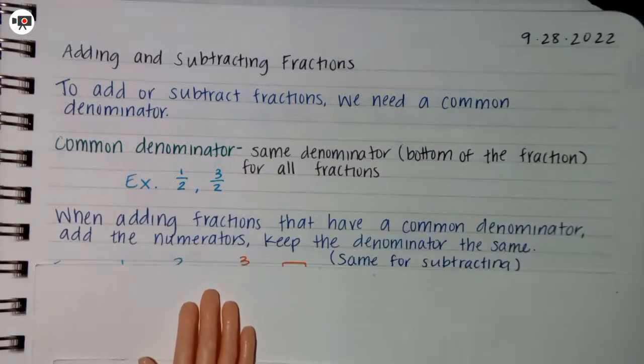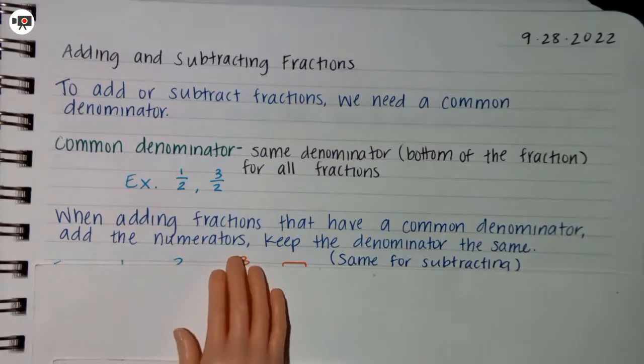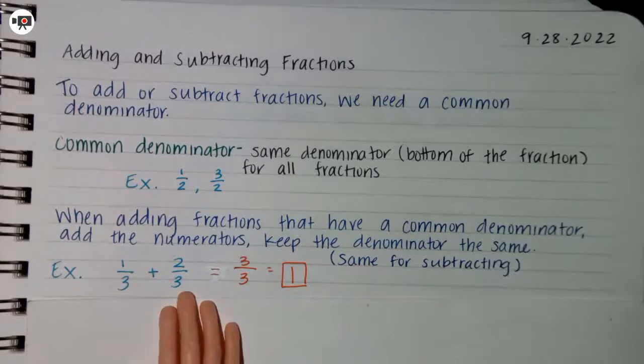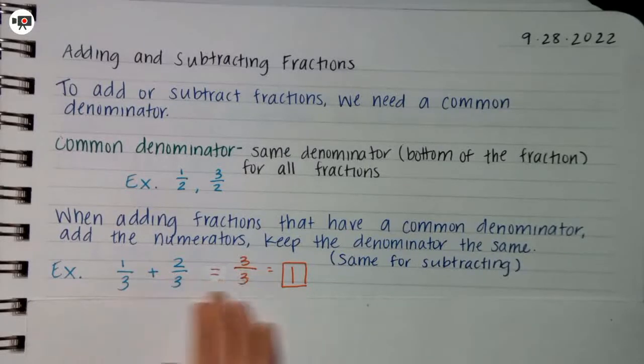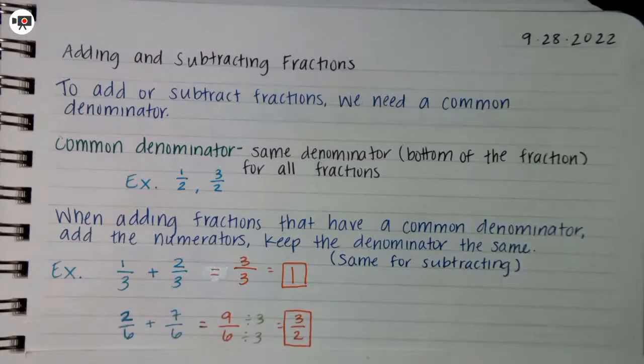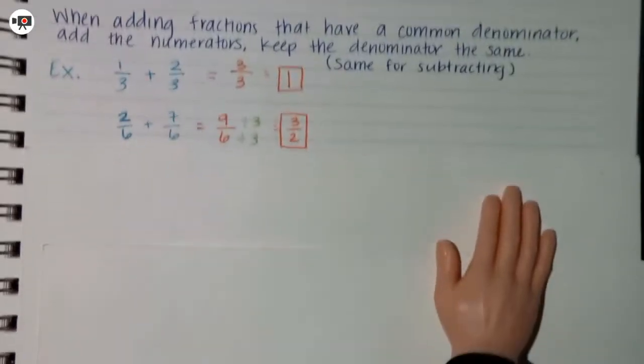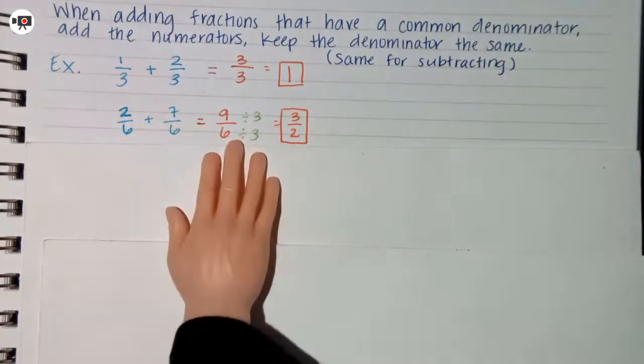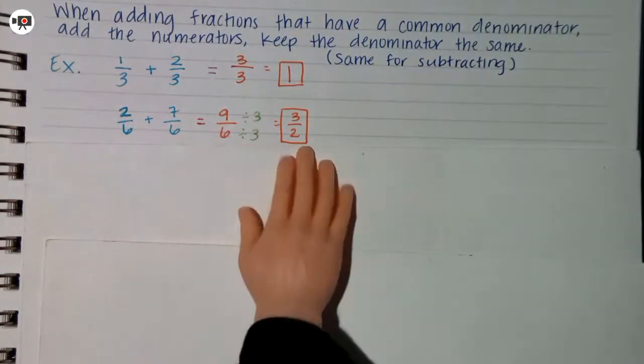Now when adding fractions that have a common denominator, we add the numerators and keep the denominator. So 1/3 plus 2/3, add the top to make 3, and the bottom stays. So this is 3/3, which reduces to 1. If I have 2/6 plus 7/6, 2 plus 7 is 9, and the bottom stays the same, reduce my fraction to get 3/2.